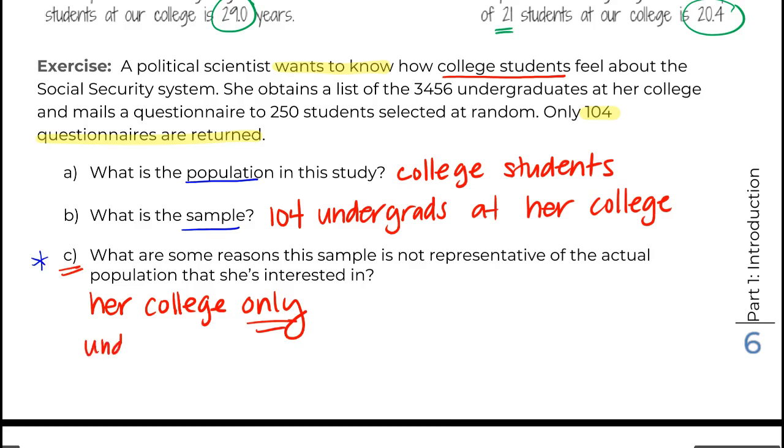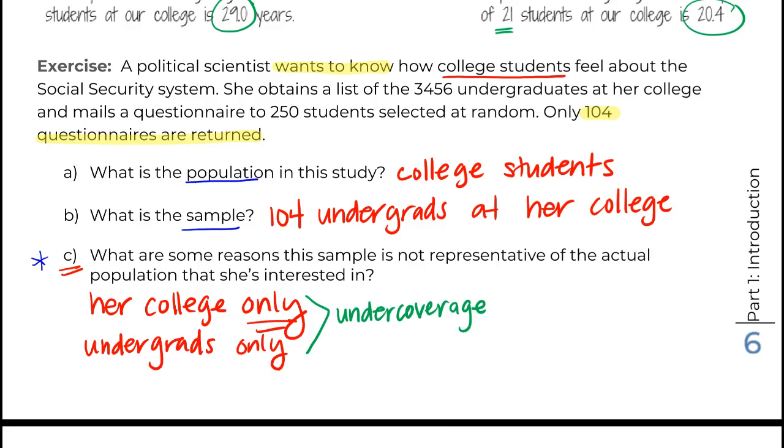If you want to go a little bit further with that, you may realize that she only talked to undergrads, and that was not specified in her original statement. Maybe college students meant undergrads and grads. We don't know, but without more understanding, that seems like it might be another potential issue. Both of these things are what we would call undercoverage, which we'll get to later. She's leaving out entire groups of people, like students at any other college or graduate students, in her sampling scheme to begin with. And then we have another huge issue.